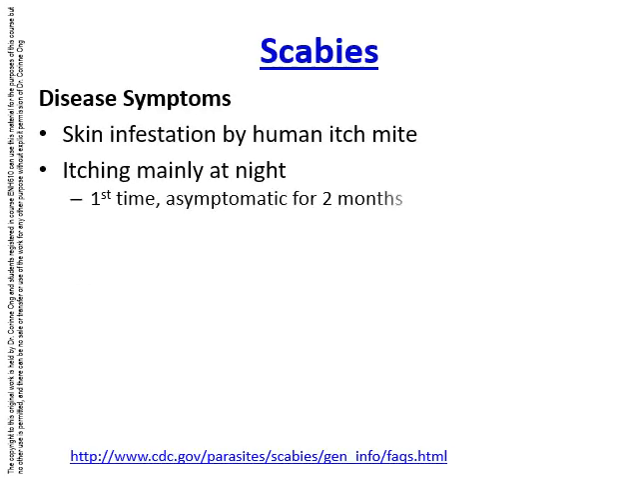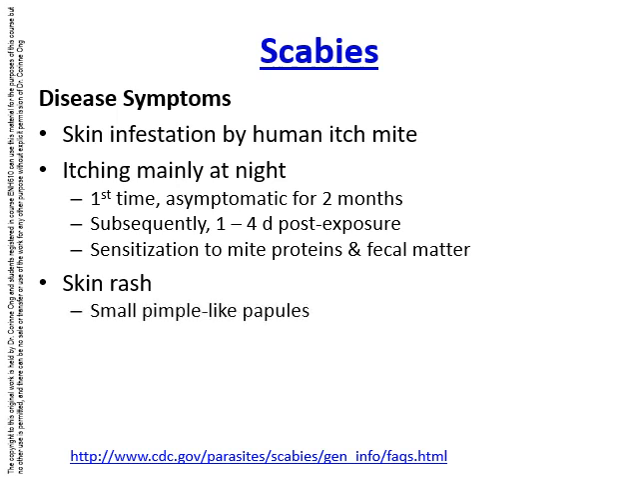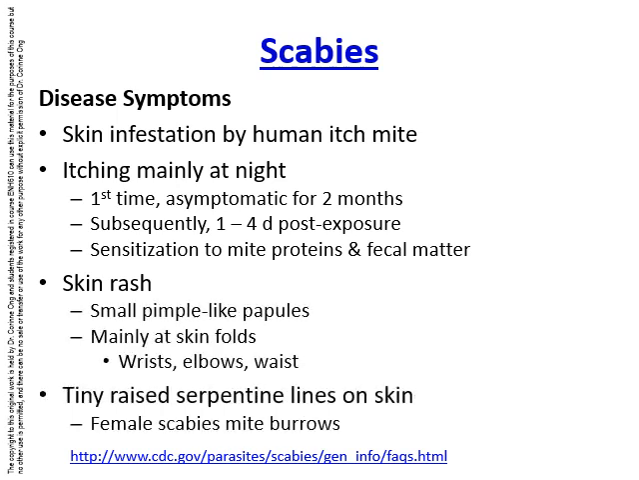Let's look at the first disease that is transmitted by arachnids, and this is by the human itch mite. The disease is called scabies. Scabies is a disease that causes a lot of itching. The itching can be mainly at night. If you get scabies for the first time, you will likely be asymptomatic for 2 months, and then you'll start itching, and there will be signs that you have this parasite.